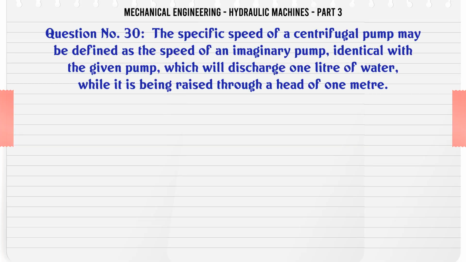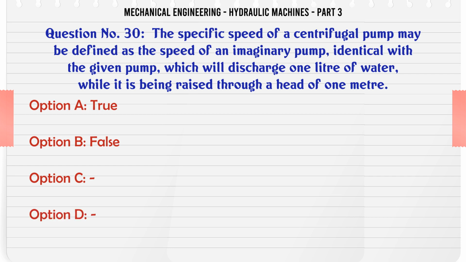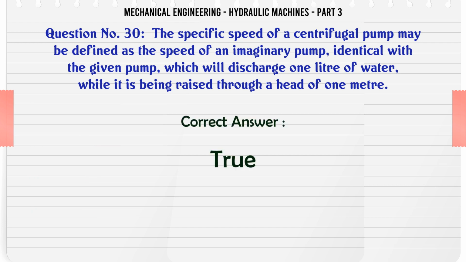The specific speed of a centrifugal pump may be defined as the speed of an imaginary pump identical with the given pump, which will discharge 1 liter of water while it is being raised through a head of 1 meter. A. True, B. False, C, D. The correct answer is true.